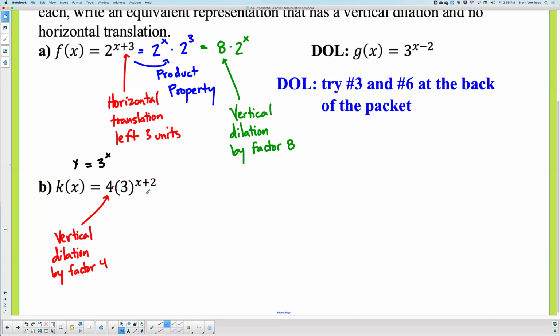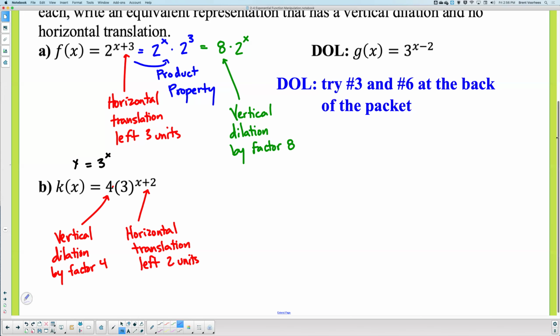Okay, we have a second transformation though. Inside or outside? No, it's inside. So it is horizontal. It's adding, so that means it's a translation. And since it's a translation, you tell it which direction. X goes to -2, which means left 2 units.